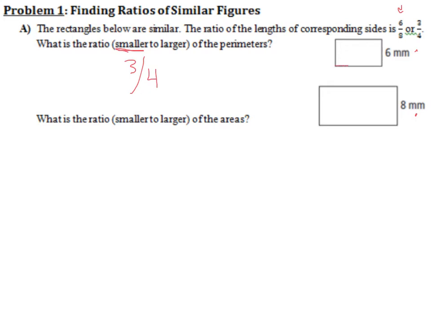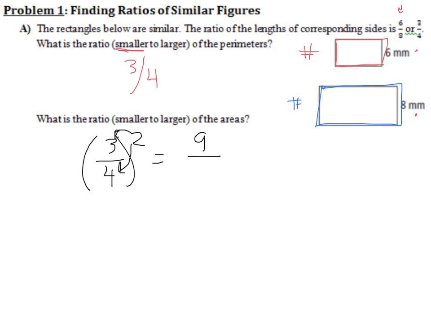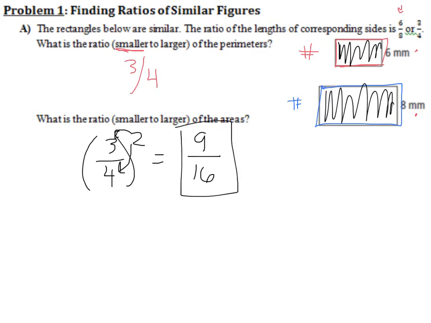Even if I knew the side lengths and added them all up, and I had the perimeter over the perimeter, it's still going to reduce to 3 over 4. Now it's asking what is the ratio, smaller to larger, of the areas. Area is a little different. You have to have your 3/4 and this has to be squared. When you square a fraction, you have to square both the top and the bottom, which would become 9 over 16. So if I found the area of this shape and the area of this shape and put it as a ratio, a fraction, the fraction would reduce to 9 over 16.